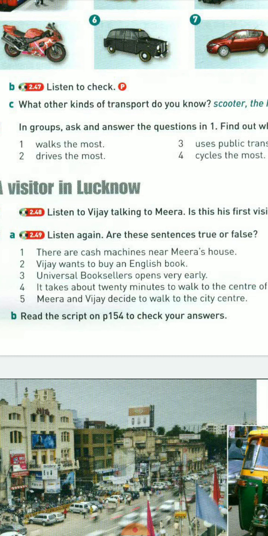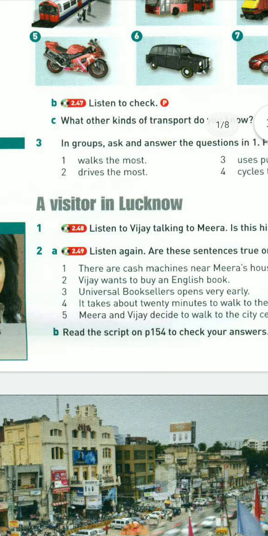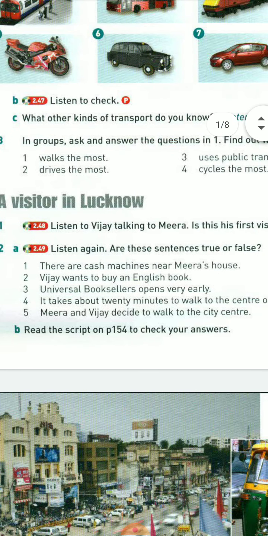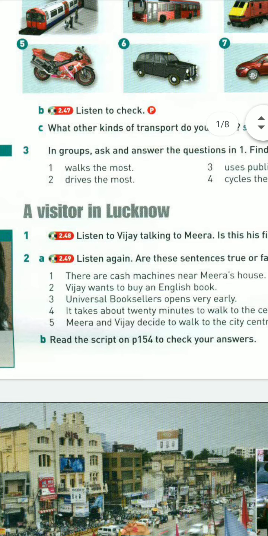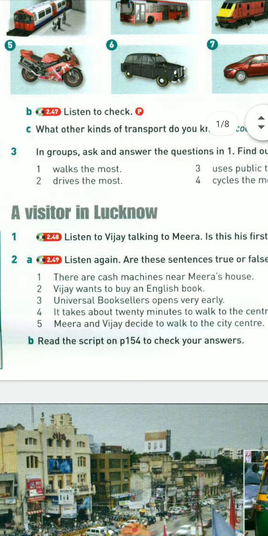Now I'm going to give the answers. Okay, so I'm going to give you the answers for the activity. That is activity number 2, the true or false. So there are cash machines near Mira's house. Is it true? Is it false? Then you've got Vijay wants to buy an English book.